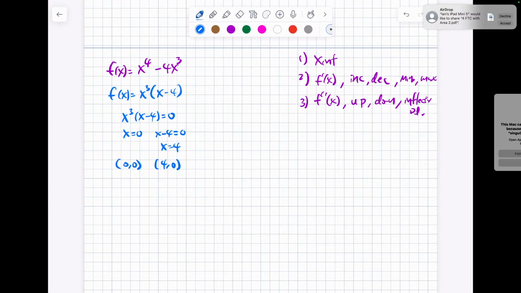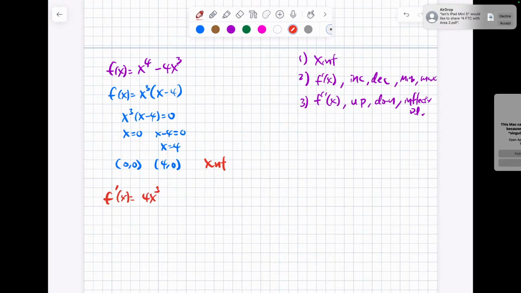Did you find there are 2 x-intercepts? So today's stuff is no different than yesterday. Just do it twice, and the second one just tells you concavity. That's it.